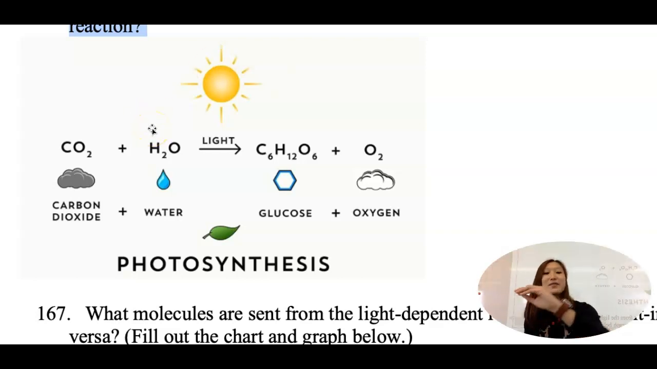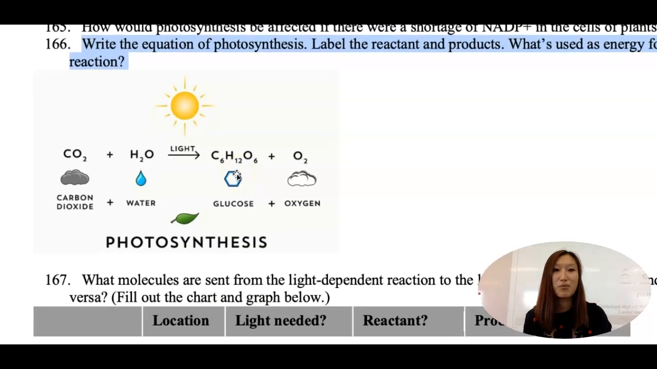You should have something on the left, something on the right. There should be an arrow in between. So what we have over here, we have carbon dioxide and water as an input for photosynthesis. In order for glucose and oxygen to be formed, you have to have light energy to support this process.